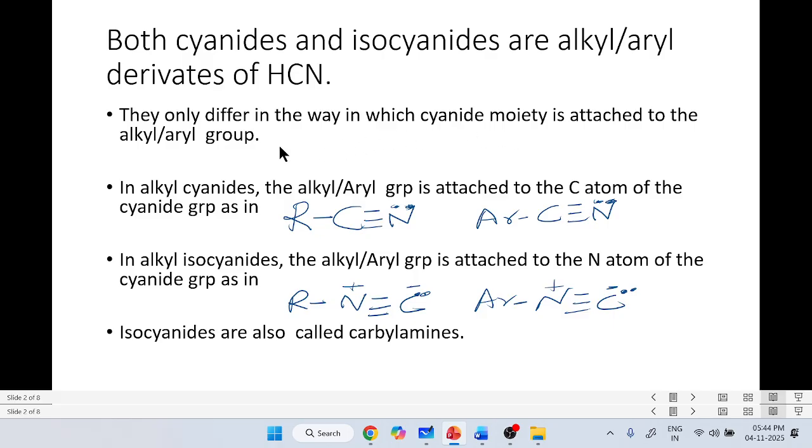See, the cyanide group is a bidentate group and can attach by its carbon to the alkyl group, in which case it forms an alkyl cyanide, as you can see here, RCN or ArCN. Or it can form an isocyanide, in which it is attached through its nitrogen atom. In this case, the nitrogen becomes tetravalent and holds a positive charge, and the carbon becomes a carbanion: RNC or ArNC. Isocyanides are also called carbylamines, by the way.